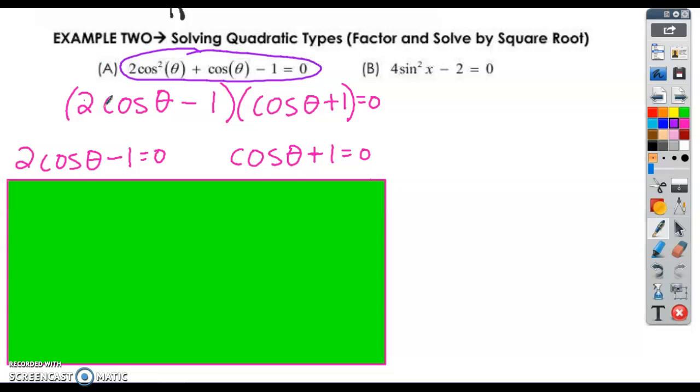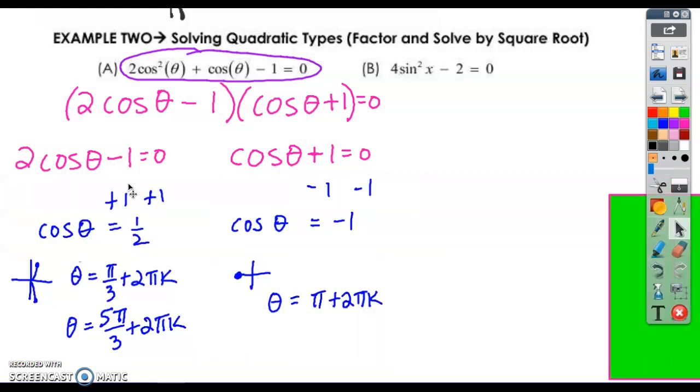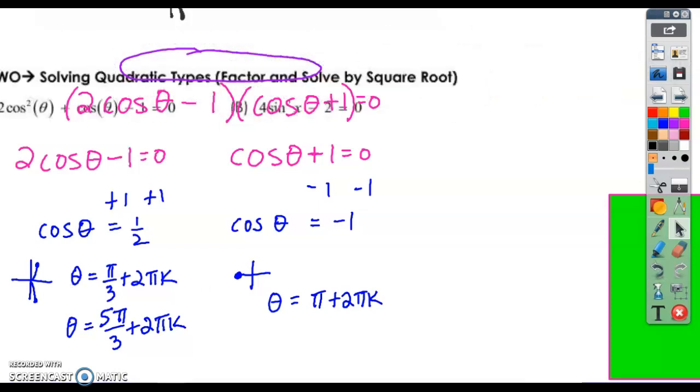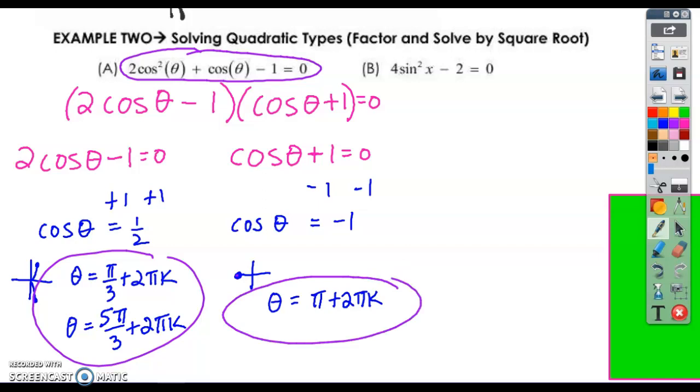Now, I use the zero product property. I set each of those factors equal to 0 and go ahead and solve them separately. Okay, and I get the cosine of theta equals 1/2. Where does that happen? At pi over 3 and 5 pi over 3. So I have two solutions right here. Now we also have the cosine of theta could also equal negative 1. Where does that happen? Only in one location. So we also have a third solution right here.